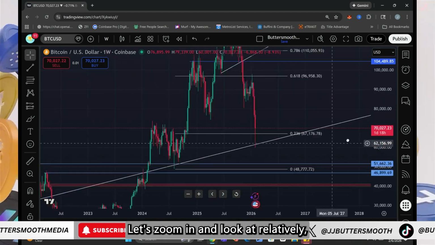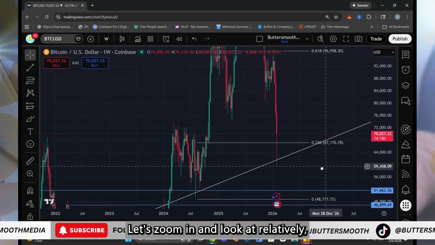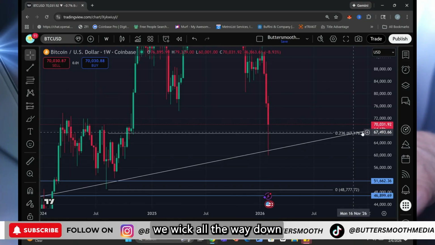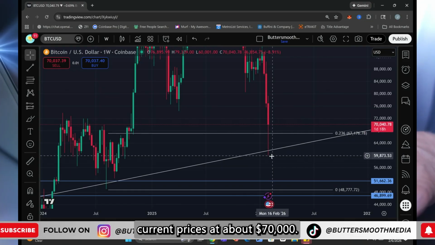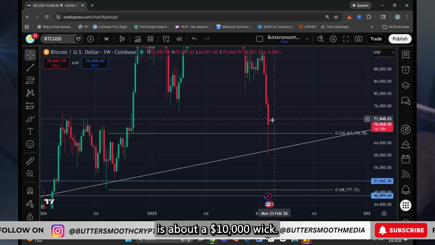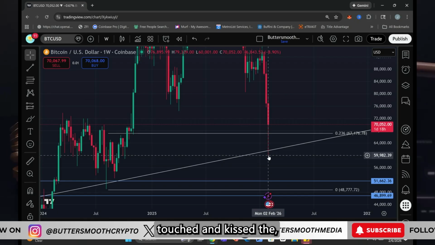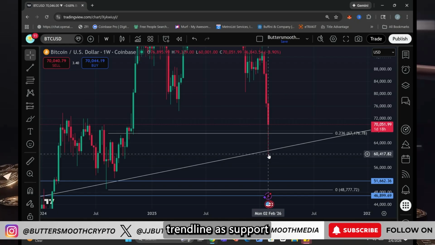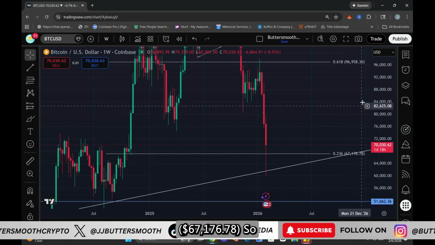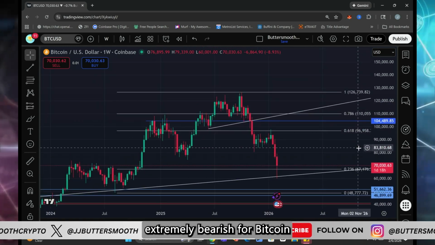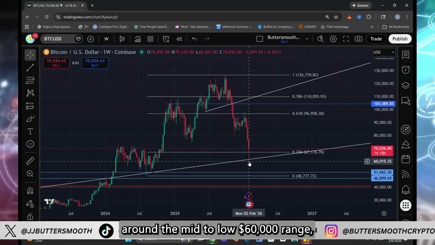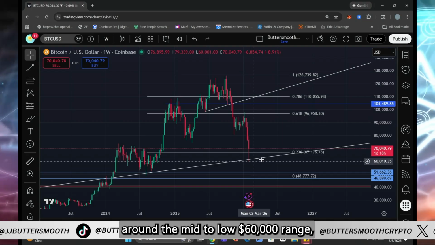And our candle body, let's zoom in and look at the most recent price action. You could see we wicked all the way down. Current price is at about 70,000. We wicked all the way down to about 60,000. So that wick to the downside is about a $10,000 wick. So we came down, touched and kissed the trend line as support before coming back up $10,000 and getting us above our 236. So extremely bearish for Bitcoin when we were down there around the mid to low $60,000 range.